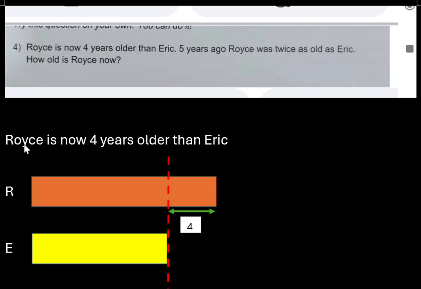So for the first part of the question, we know that Royce is now 4 years older than Eric. So we just draw two lines. We don't have to worry about the length of the line, but the important thing is it shows that there is this gap of 4. Okay, so R represents Royce and E represents Eric, and we have this line to show that this part is 4. Okay, so I break my solution into different diagrams because it's easier to show you how I derive it. But for your child doing the solution, they can do everything in one model itself.